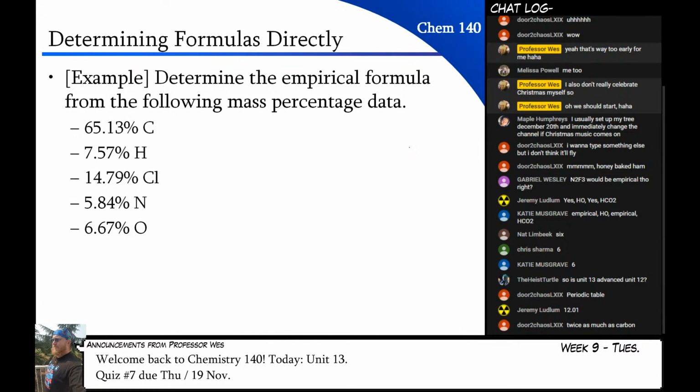What I'm going to have you do is the same process that we just did, while I check to see why my cats are being so needy right now. I've given you this mass percentage data for, I believe, a pesticide. What I want you to do is tell me the empirical formula based on the steps that we just did. And we'll go over the answers in just a moment.